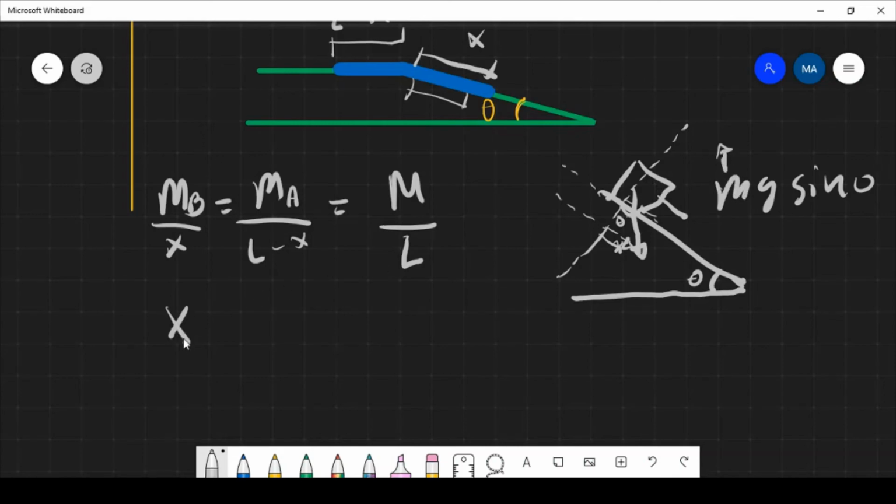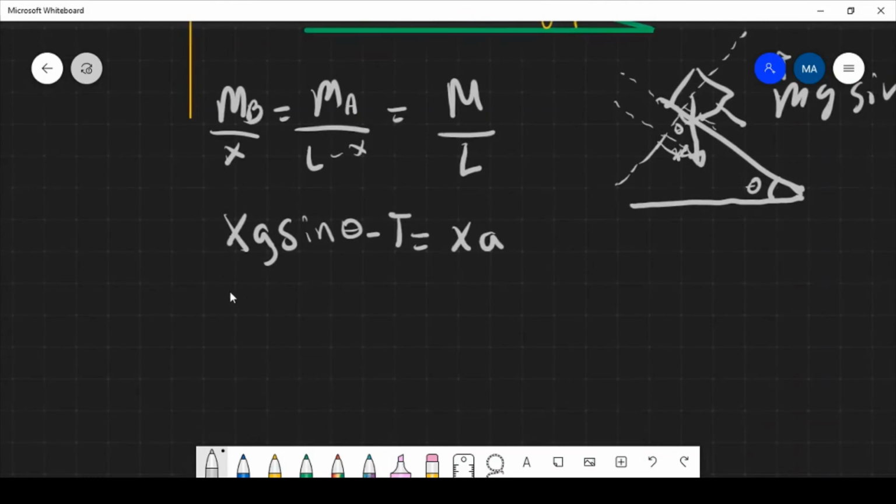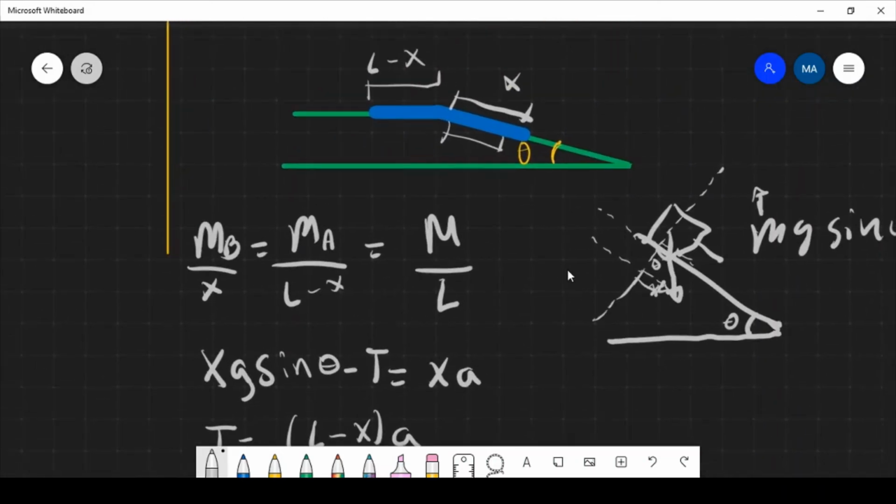So x multiplied by g sine of theta minus the tension must be equal to what? To x, because it would be the mass of this b over here, multiplied by its acceleration. Now the tension must be equal to what? L minus x multiplied by its acceleration. Now why L minus x? Because this mass is proportional to its length.